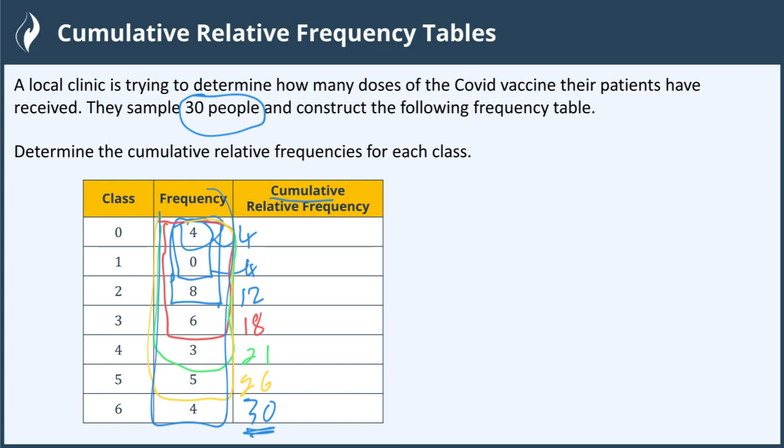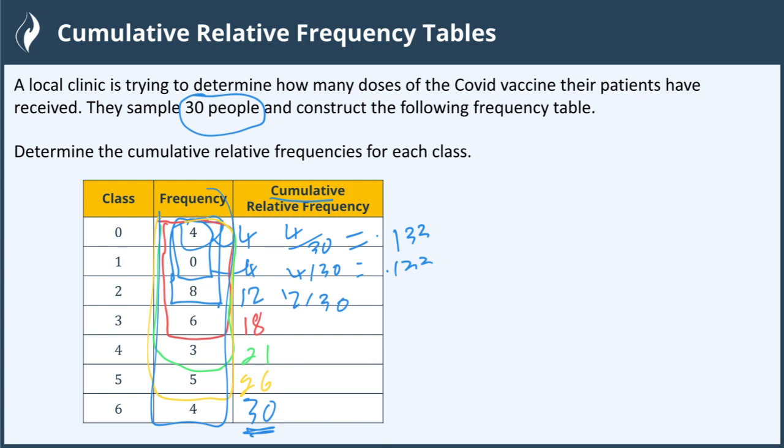Okay, now for the cumulative relative frequency part, the next thing we need to do is basically do 4 divided by 30. Okay, which gives us 0.133. Next, so again here, 4 divided by 30, right? So this is kind of the same. Then we do here 12 divided by 30.